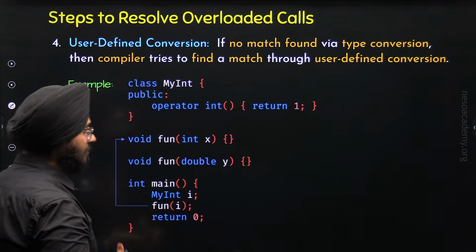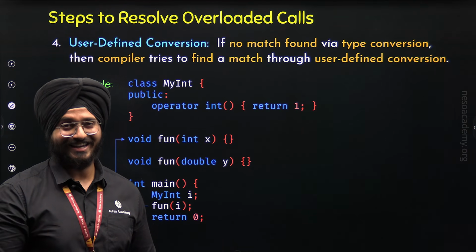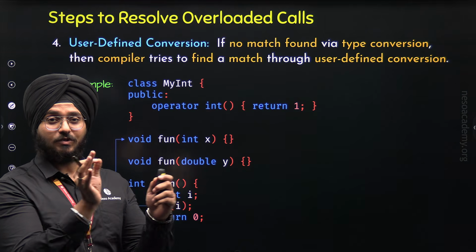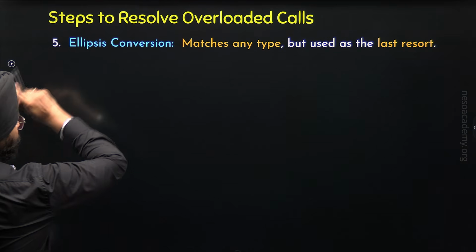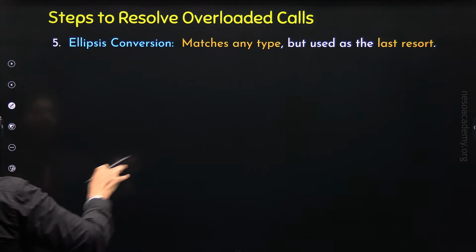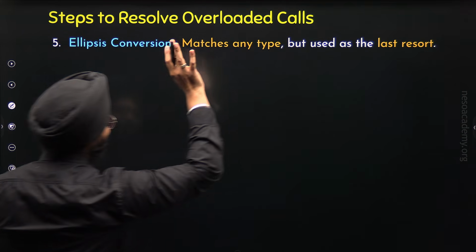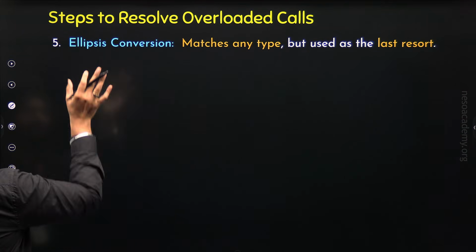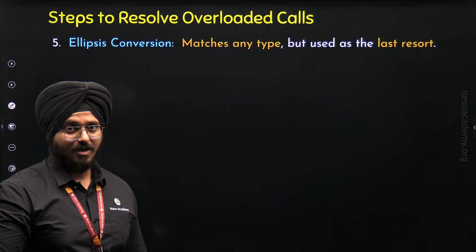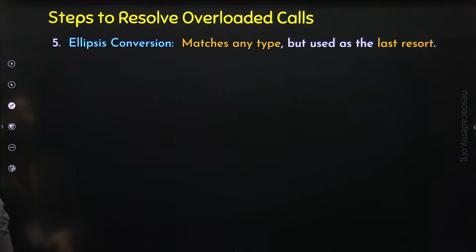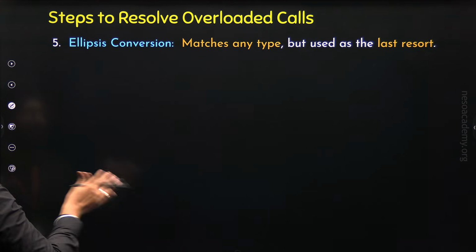Now, what happens if user-defined conversion is also not possible? If that is the case, then compiler moves to the 5th step. Step number 5 is ellipsis conversion. Ellipsis matches with any type, but this is used as the last resort. So it is considered as the last resort by the compiler. When no other step can be performed, then ellipsis conversion is what is performed by the compiler.